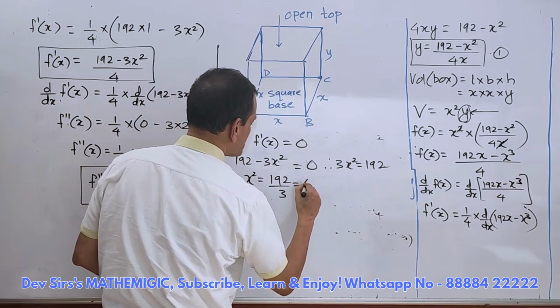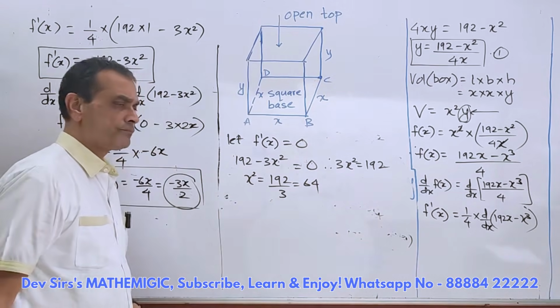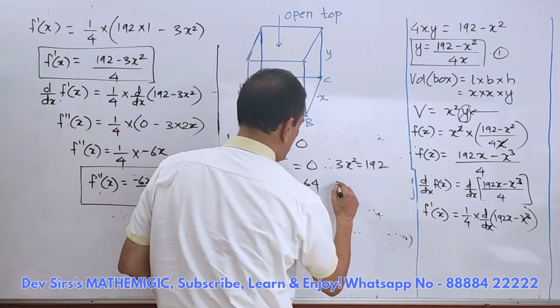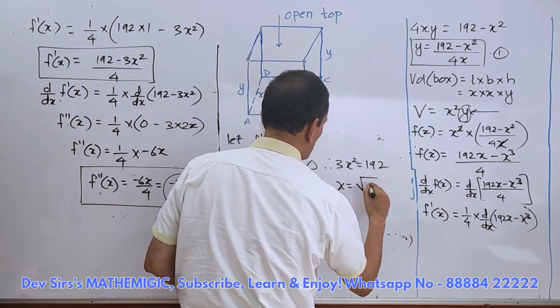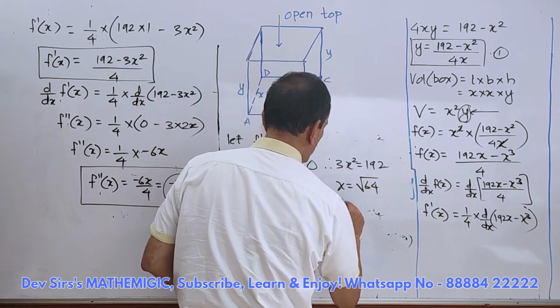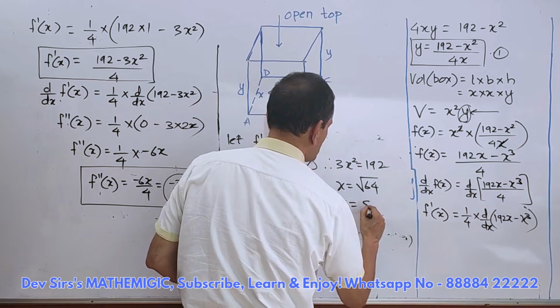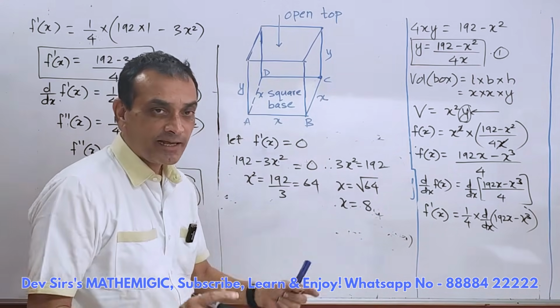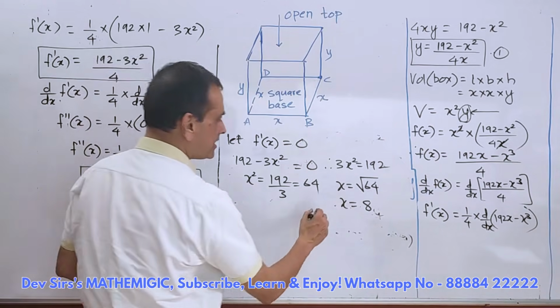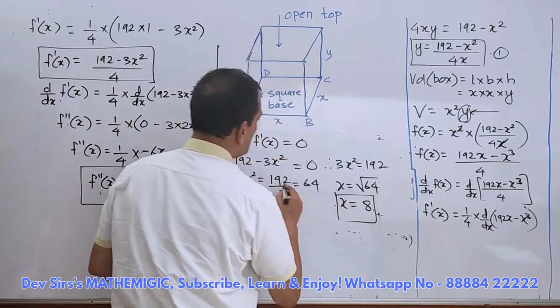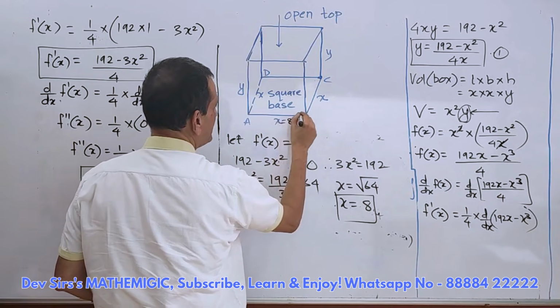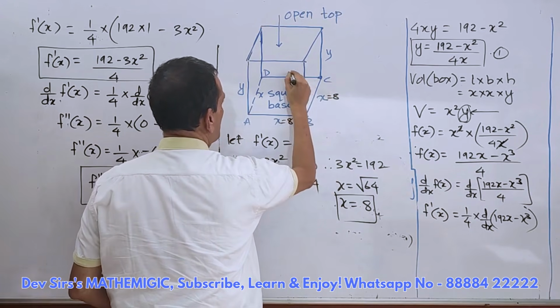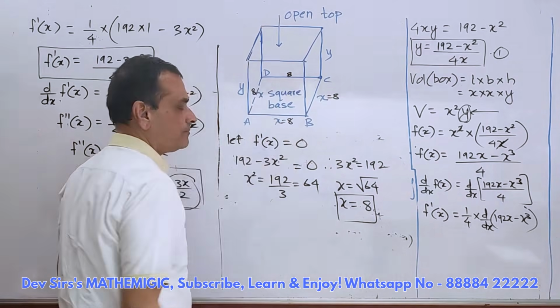upon 3 gives you 64. So x is equal to root of 64, that is plus minus 8, but I can't take negative because x represents the base side, and a side cannot be negative. So x is equal to 8. So we got this as 8. Naturally, the square base will be 8 everywhere.